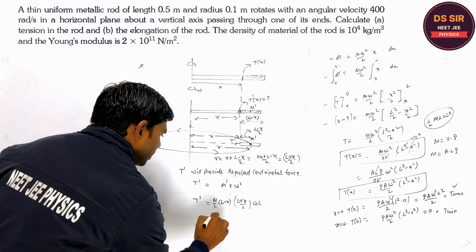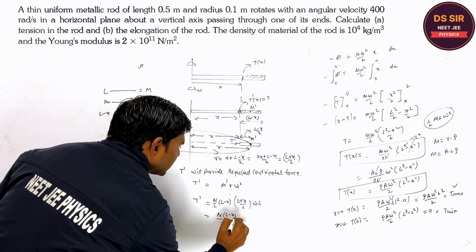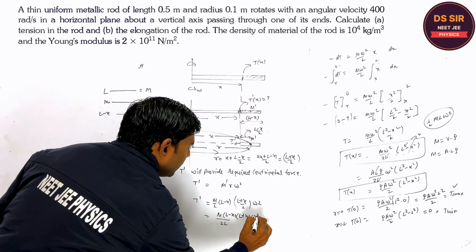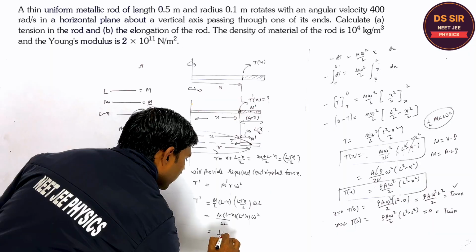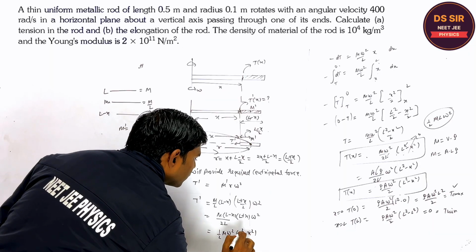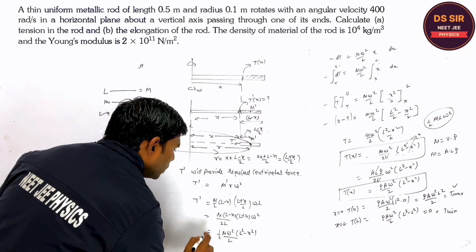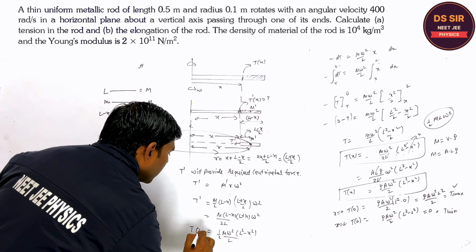So this is the tension: 1 by 2, m upon L, (L minus x), (L plus x) whole square, which is 1 by 2, m omega square (L square minus x square) upon L. So this is the tension as a function of x, you can say. Are you getting or not?